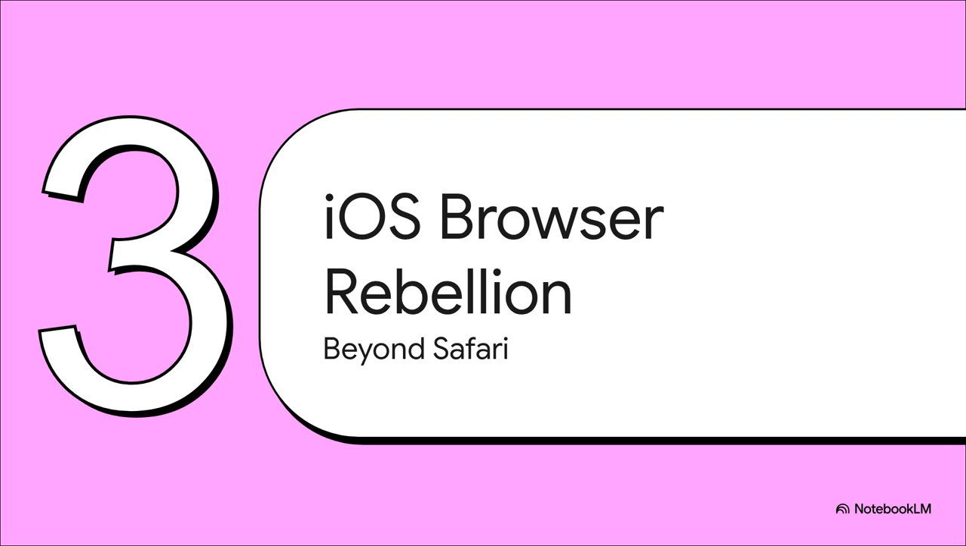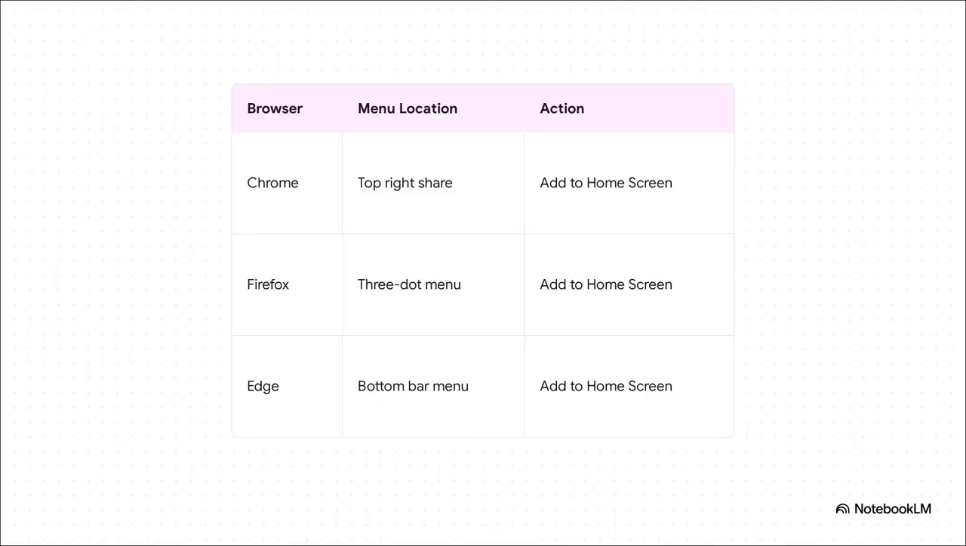But thanks to the game-changing iOS 16.4 update, Apple finally allowed a bit of a browser rebellion. Third-party browsers were finally invited to the shortcut party. But here's the catch. While the fundamental action, hitting that Add to Home Screen button, remains exactly the same, third-party developers kind of hide the crucial Share button in completely different places. It's like a mini scavenger hunt.